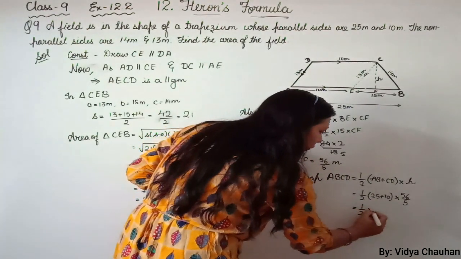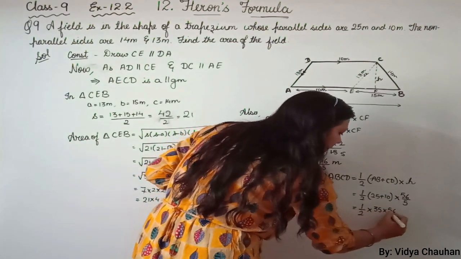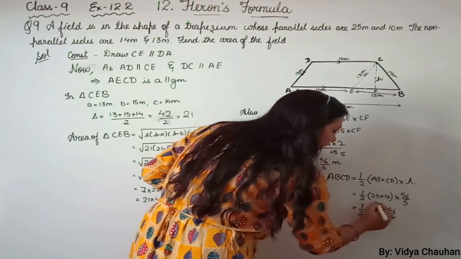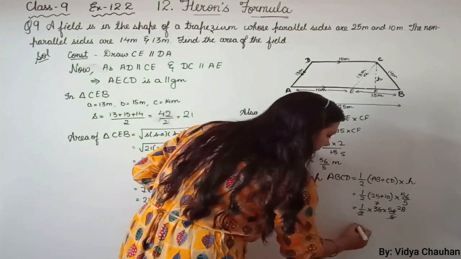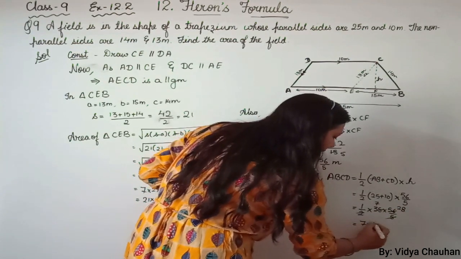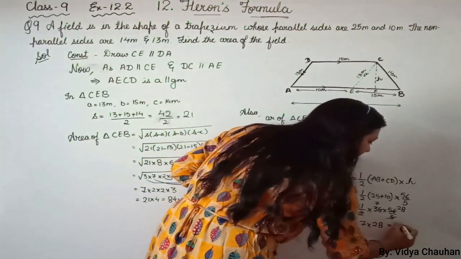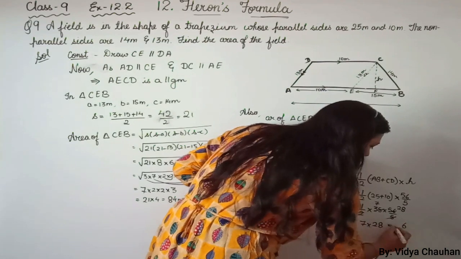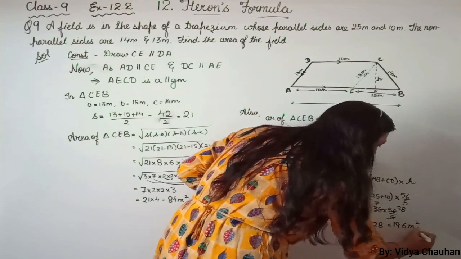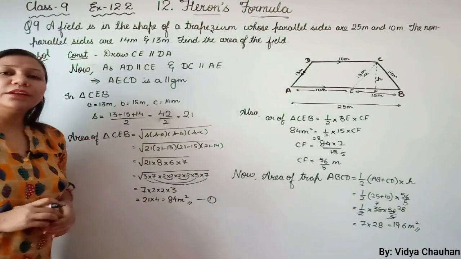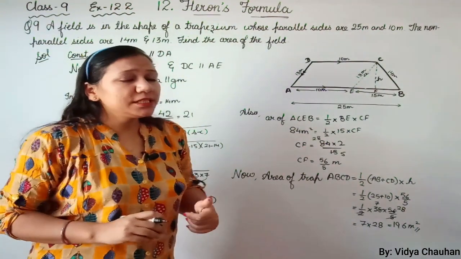Simplifying here, 1 upon 2 multiplied by 25 plus 10 gives you 35, multiplied by 56 upon 5. 5 7s are 35, and dividing here with 2, we will get 28. So now your result is 7 into 28. Multiply the value here, 7 8s are 56 and 7 2s are 14, so 196 meter square.